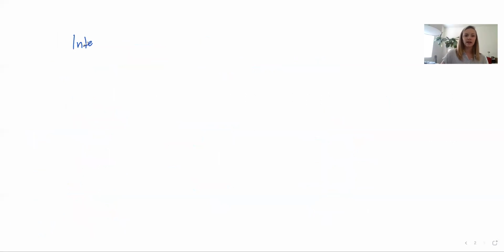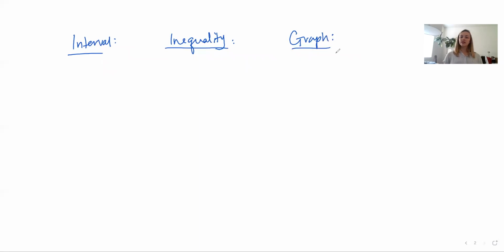So let me write out our headers here again. So interval, inequality, and graph. Same as before, we're just going to add to the list. So now let's take a look at the case where we have infinities. So let's say we have the interval from a with a parenthesis to infinity with a parenthesis. So infinities are always going to have a parenthesis next to them because we can't actually equal infinity. It's not an actual number.